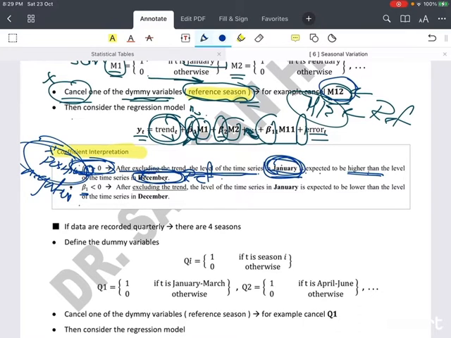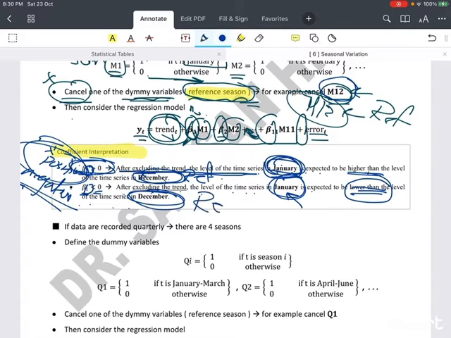For the negative, for the less than 0, it's the same. After excluding the trend, the level of the time series in January, we said January because it is beta 1. I can change it with the betas, beta 2, beta 3. Is expected to be lower than. Why is it lower than? Because it is negative. If it is negative, I write lower than. Of the time series in December. Why do we write December? Because it is the reference. If the reference is something else, I will write the month of the reference. Okay?